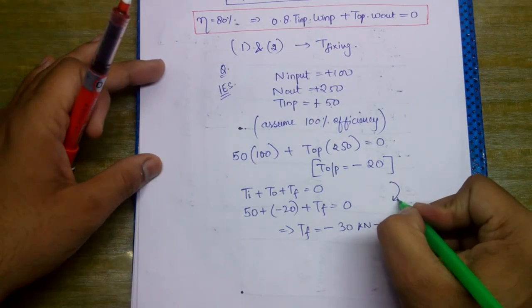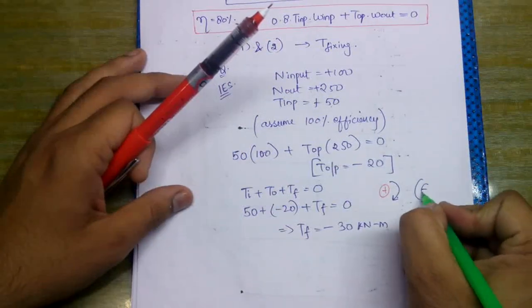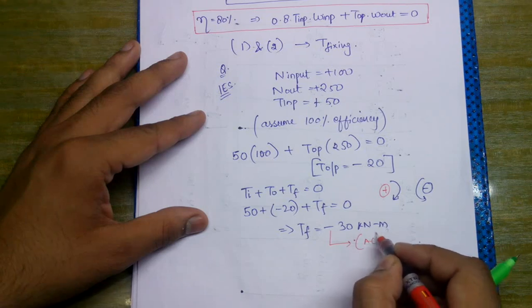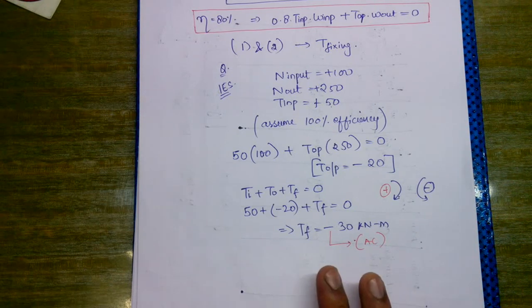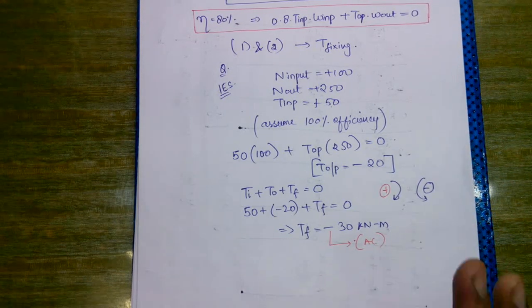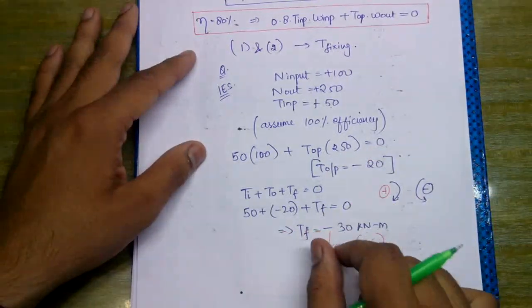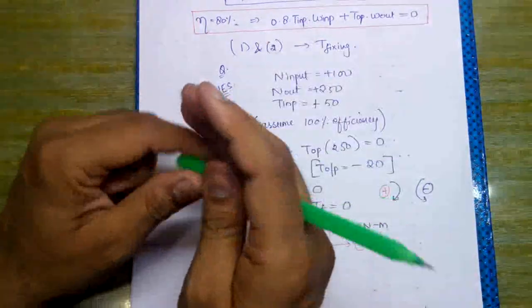And because of our convention, clockwise is taken as positive and anti-clockwise is taken as negative, it simply means that we have to apply this torque in the anti-clockwise direction. Okay, so this was all about the gears. So with this we come to the end of this chapter. This lecture itself is very short. So with this we come to the end of this lecture.